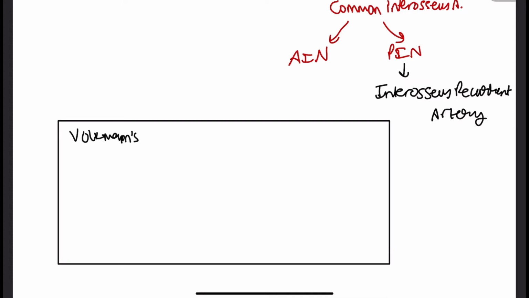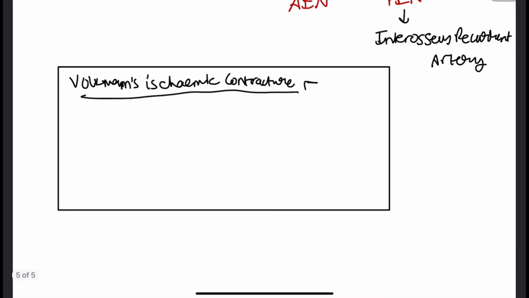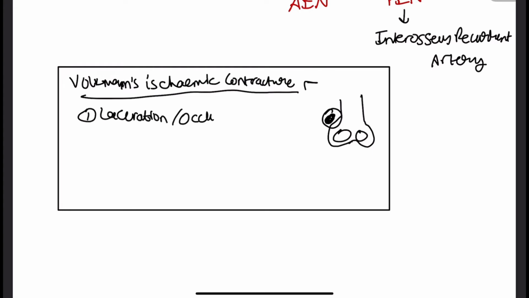If you have studied humerus bone in detail from chapter 2 of BDC, you would know about this already. But nevertheless, it is important to discuss it here. Whenever there is a supracondylar fracture of humerus, this is the condyle of humerus, whenever there is a fracture here, this fracture will basically cause the laceration or occlusion of brachial artery.